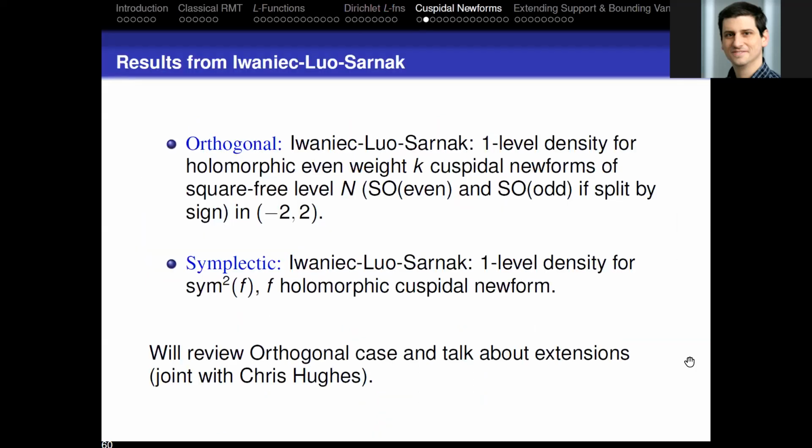And so I want to now quickly turn to cuspidal newforms. Iwaniec and Sarnak proved that the one level density agrees with that of SO(even) or SO(odd) if you split by sign in the region all the way up to minus 2, 2, which was quite impressive to go that far. Chris Hughes and I extended this to not just the one level, but to the n level density. Originally, Iwaniec and Sarnak just did it for squarefree level. With some students, I removed that assumption. It becomes a technical monster.